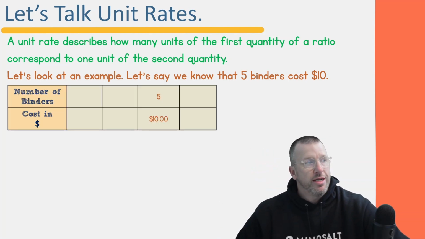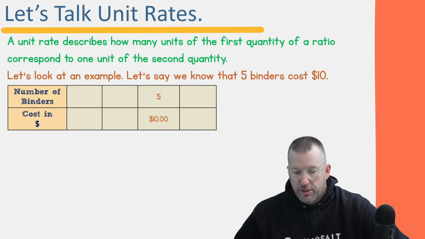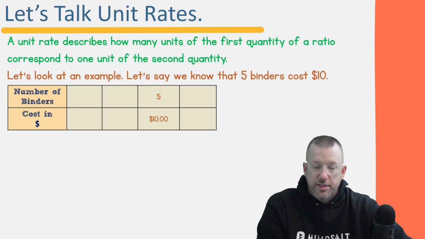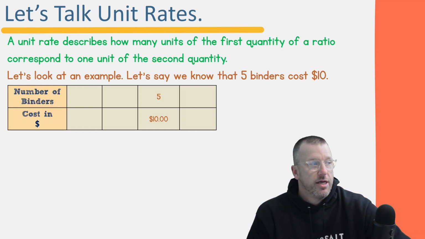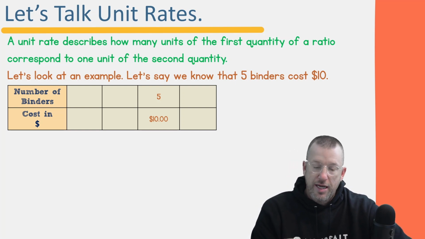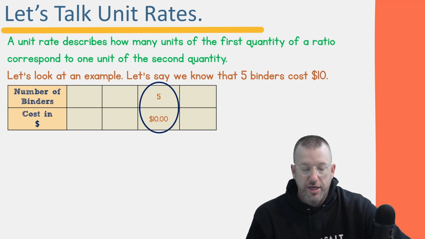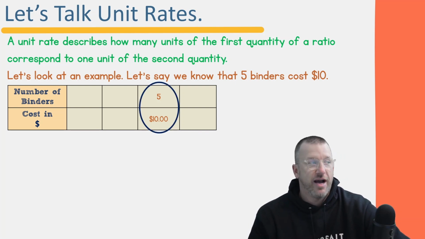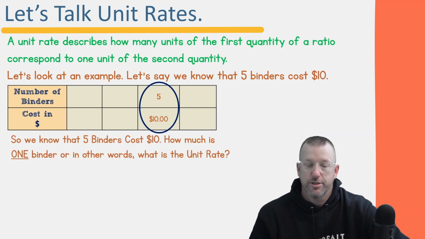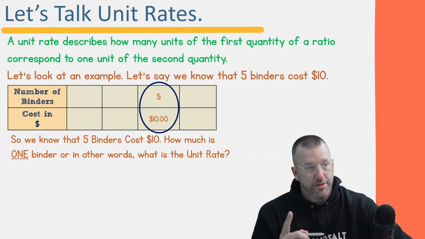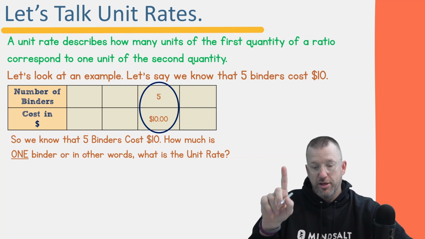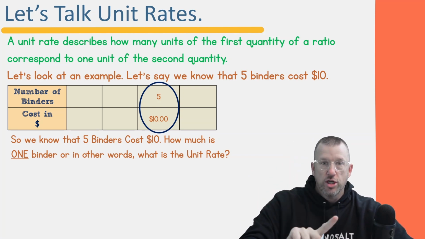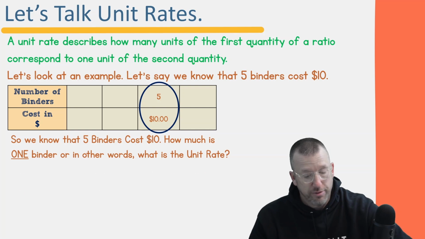Okay, so we can put it in a thing called a ratio table to try to figure out how to work with it. The top row of the ratio table shows the number of binders, and the bottom row says how much it costs in dollars. For our scenario right now, what we know is 5 binders cost $10. How much is 1 binder? In other words, what is the unit rate? So I'm trying to figure out the cost per 1 binder. That sounds like a unit rate, doesn't it?